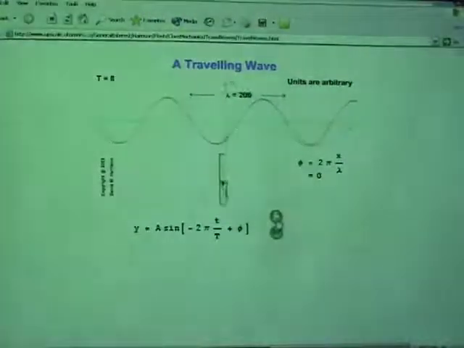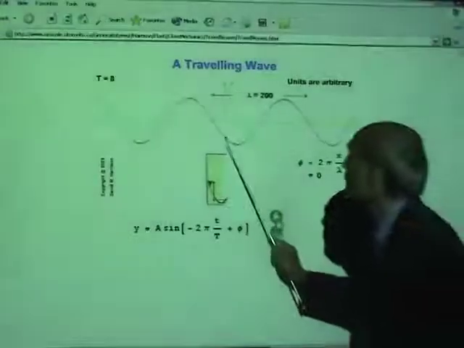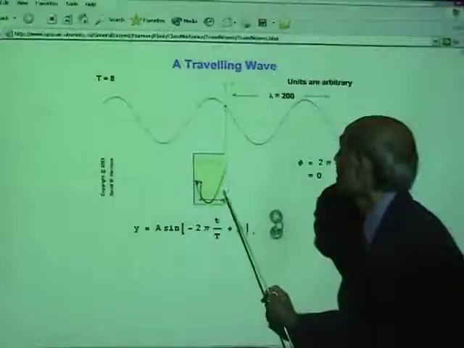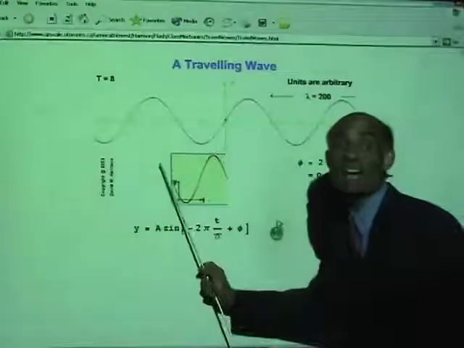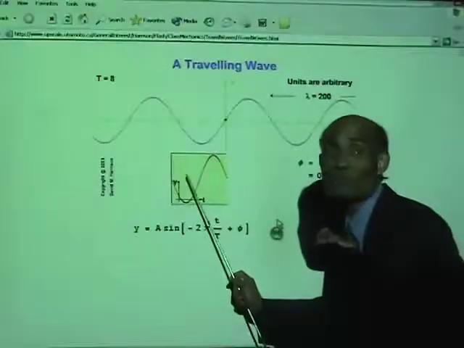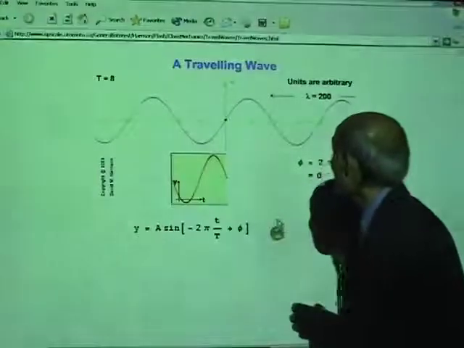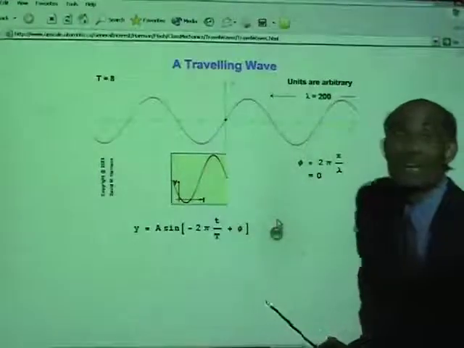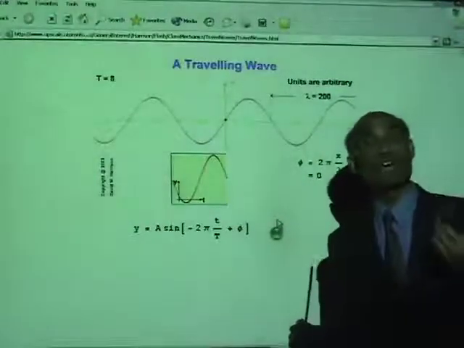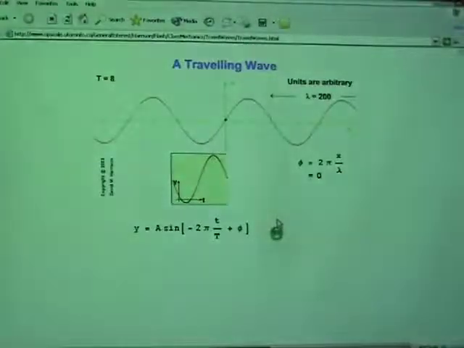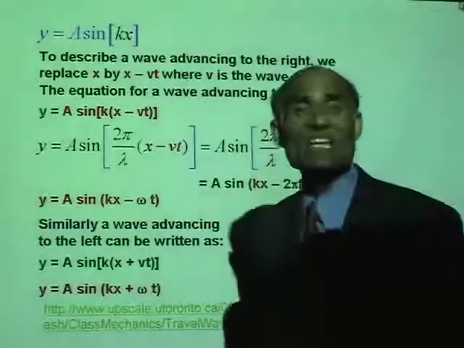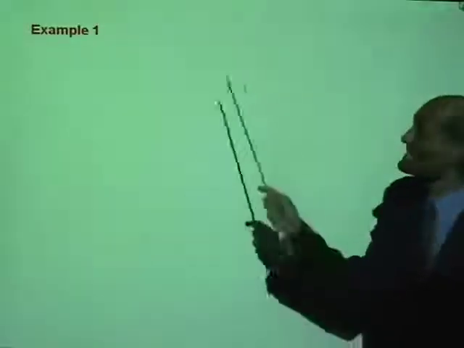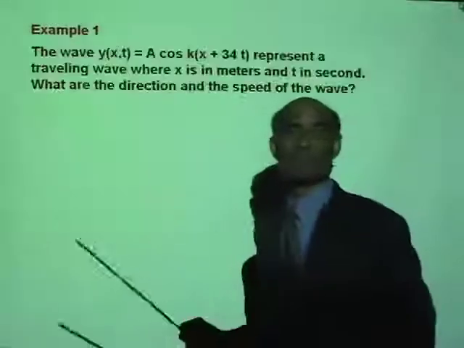You can see as the particle vibrates up and down, the wave advancing to the left will be y equal to a sin(kx plus omega t), and the wave advancing to the right will be y equal to a sin(kx minus omega t). Okay, now that is a harmonic wave. Let's do a couple of problems.